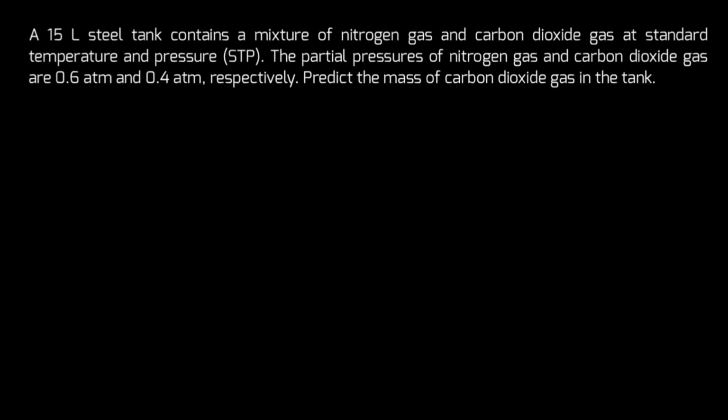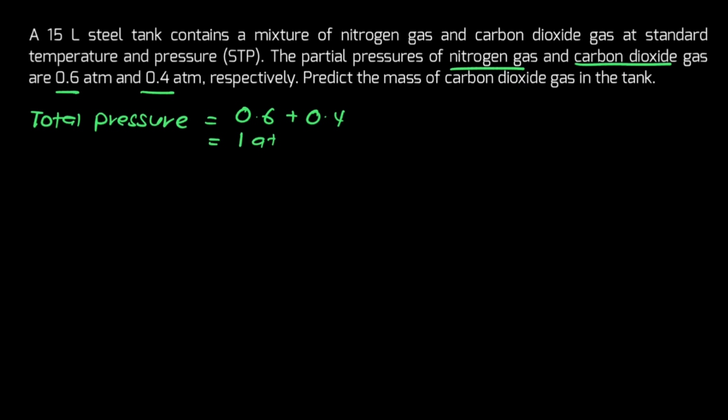Alright, so from the question, we were given the partial pressures of the gases. Basically, we have nitrogen gas and carbon dioxide gas with partial pressures of 0.6 and 0.4 atm. So what we can do is find the total pressure. The total pressure is equivalent to 0.6 plus 0.4. Therefore, your total pressure is equivalent to 1 atm. This also fits with STP, which has 1 atm as the pressure.